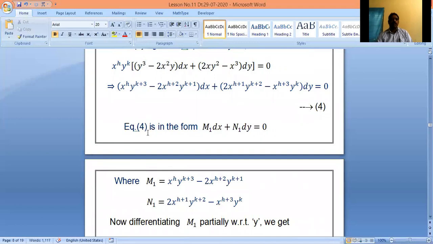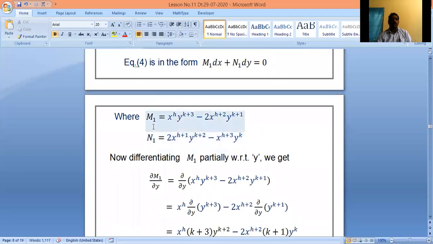Now, equation 4 is in the form M1 dx + N1 dy = 0, where M1 is equal to x^h y^(k+3) − 2x^(h+2) y^(k+1), and N1 is equal to 2x^(h+1) y^(k+2) − x^(h+3) y^k.